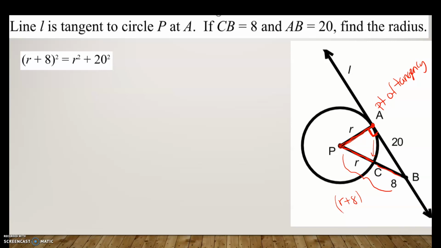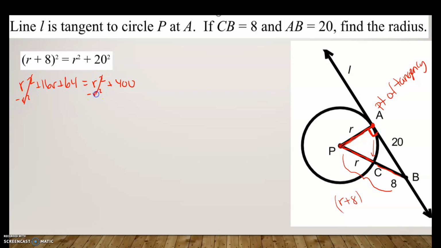First, outer, inner, last, we're going to multiply R plus 8 squared, which is going to give us R squared plus 16R plus 64, equal to R squared plus 400. Again, R plus 8 squared is R plus 8 times R plus 8, which gives you R squared plus 16R plus 64.